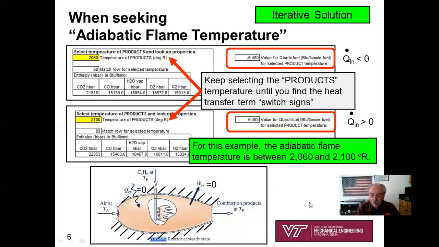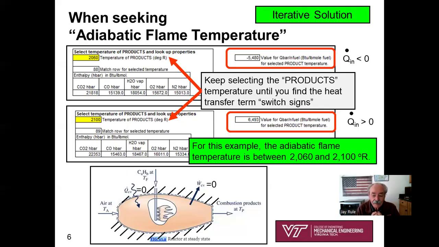6493. So my practical conclusion using this tool for adiabatic flame temperature is that that temperature is going to be somewhere between 2060 and 2100 degrees R. Look, for engineering purposes, that's going to be close enough. Now, you could even sort of linearly interpolate, since you have these values and these values, you could do a linear interpolation to get a number between 2060 and 2100. But look, you ought to be pretty proud of getting this far.